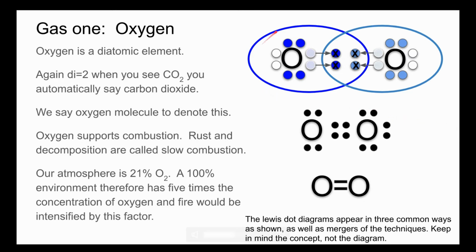You can do the Lewis notation, which shows the whole shebang of its formation. This notation, or the structural one. Sometimes these notations look like that, sometimes they don't. It's all the same thing. Oxygen supports combustion. Rust and decomposition can be called slow combustion. Our atmosphere is around 20% O2. A 100% environment, therefore, has 5 times the concentration of oxygen, and fire would be intensified accordingly.